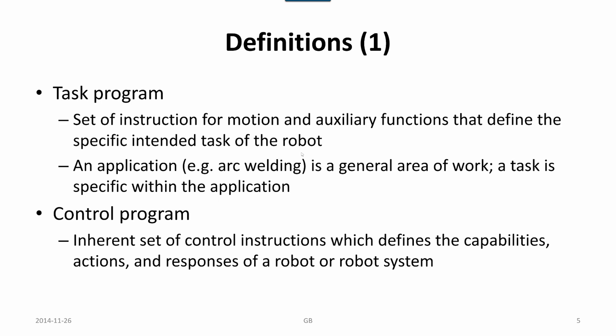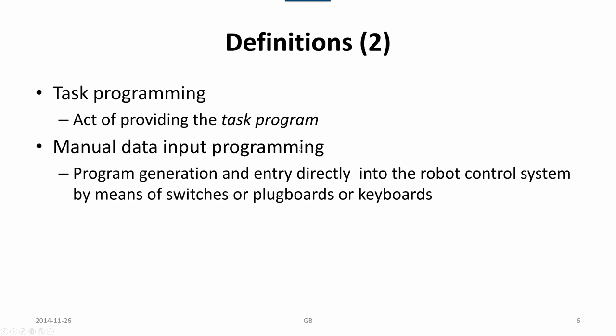meaning the task could be arc welding a specific work object or work objects to each other, but the application is the process: arc welding, machine tending, and so forth. Control program is the inherent set of control instructions which defines the capabilities, actions, and responses of a robot or robot systems. Definitions 2. Task programming is the act of providing the task program.